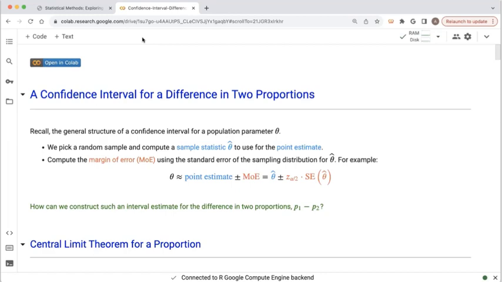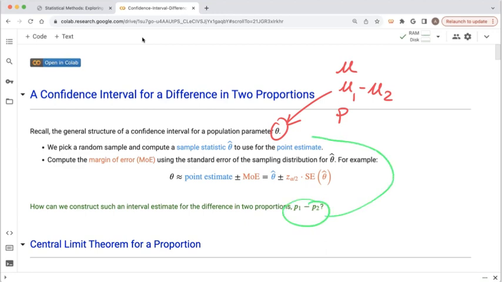Before we jump into looking at the difference in two proportions, it's going to be very similar to how we've constructed parametric confidence intervals for other statistics. So I want to make sure that we connect what we're doing with the confidence interval for a difference in two proportions with the intervals that we've already worked with. When we've constructed confidence intervals for some population parameter theta, this might be a population mean mu, or a difference in two means mu1 minus mu2, or a single proportion p. What we'll work with today is a difference in two proportions, p1 minus p2.